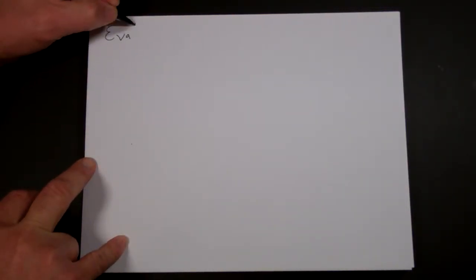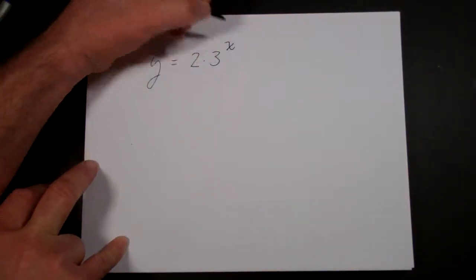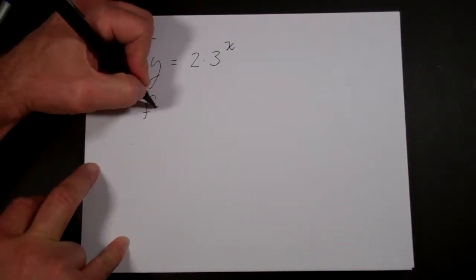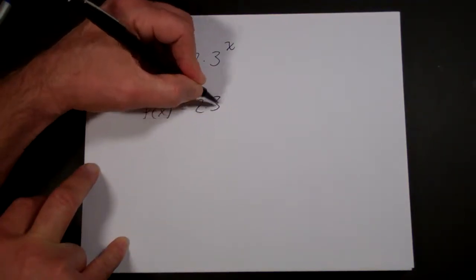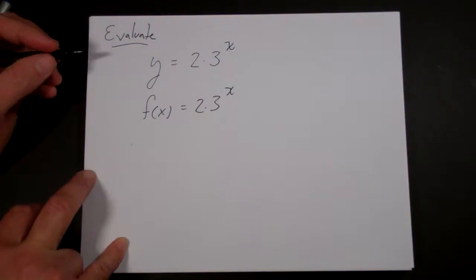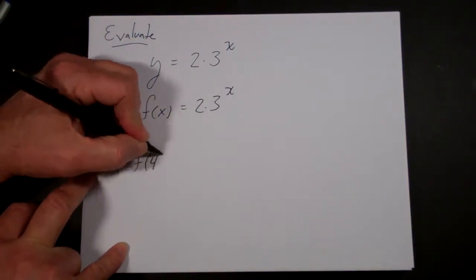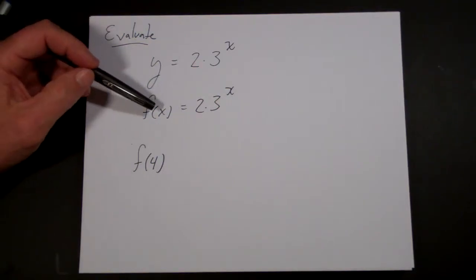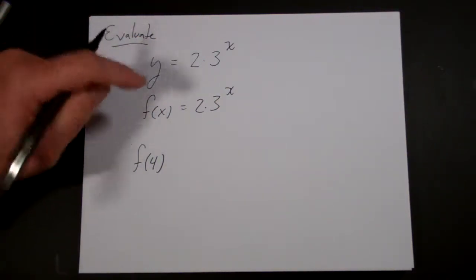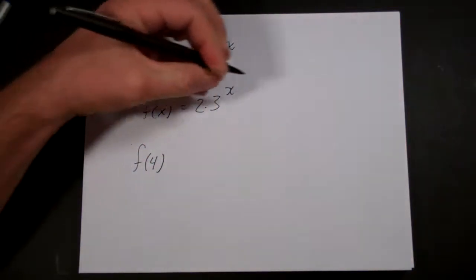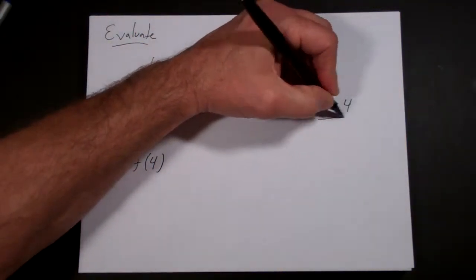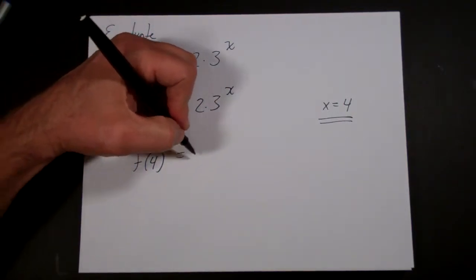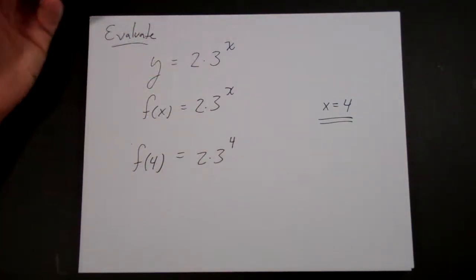So the first thing you might be asked to do is to evaluate an exponential function. Let's look at that. Let's do y = 2 times 3^x, or sometimes it's written f(x) = 2 times 3^x. And let's say we want to find f(4). Well, x is what varies, and f(4) means let's figure out what y is when x is equal to 4. So that's 2 times 3 raised to the power 4.